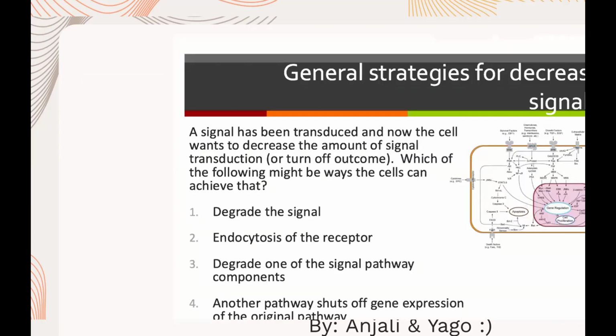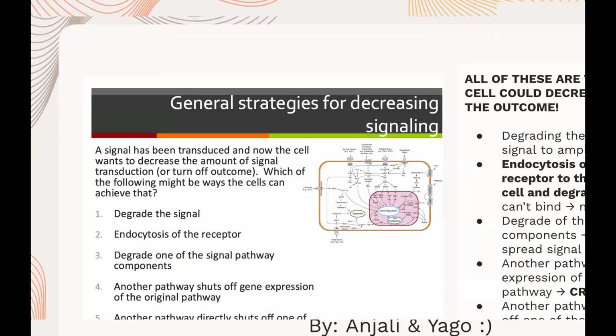Okay, so let's go over number 4. Another pathway shuts off gene expression of the original pathway. What is this called? What's the term? Crosstalk, right? Another pathway doing something to a certain pathway, that's crosstalk. So there's always that possibility. Another pathway directly shuts off one of these signaling components. Same thing. So it's basically just a repeat of what we said earlier, which is the message can't spread.